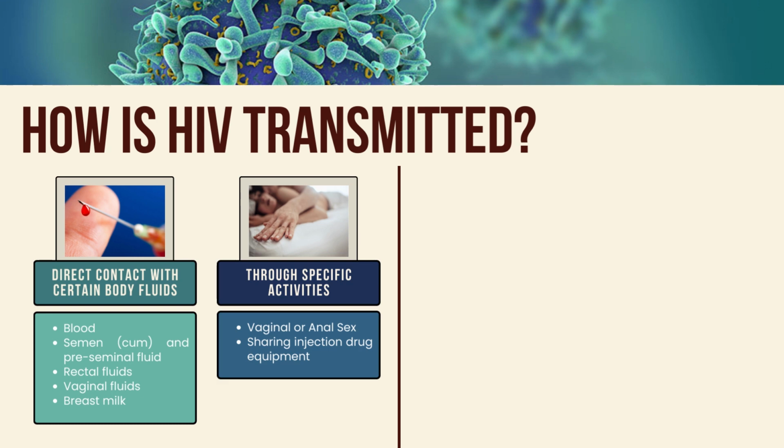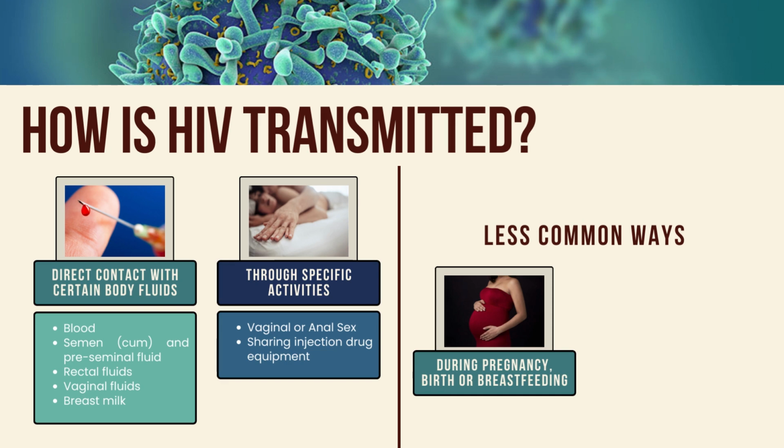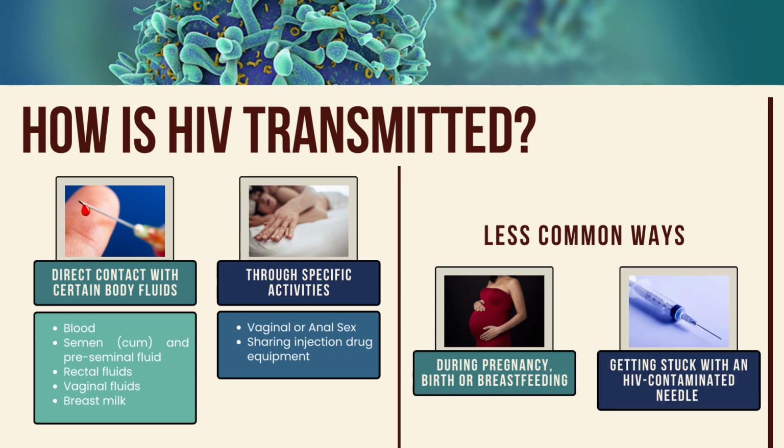There are also less common ways to transmit HIV. So we have here during pregnancy, so from mother to child during birth or even breastfeeding. However, the use of HIV medicines and other strategies in the United States have helped lower the risk of mother-to-child transmission of HIV to 1%. Another thing is getting stuck with an HIV-contaminated needle or other sharp object, and this is a risk mainly for healthcare workers, and this risk is very low.